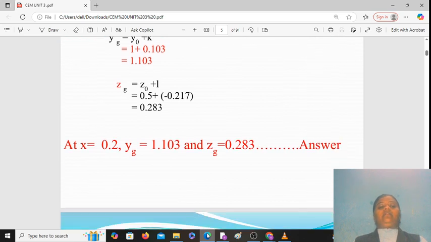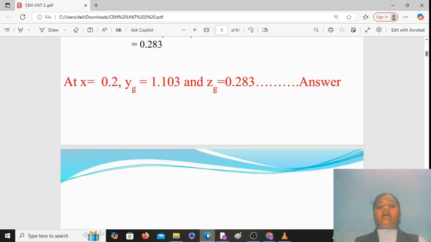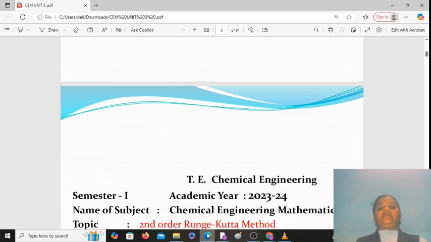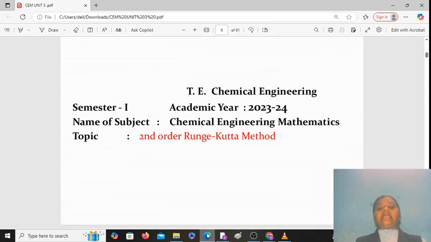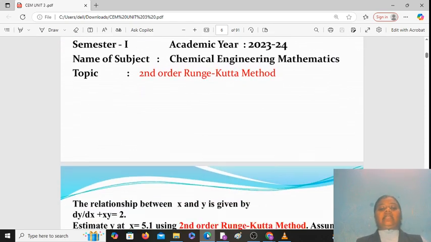At the value of xg given, that is x is equal to 0.2, yg is equal to 1.103 and zg is equal to 0.283. This is the final answer. Now we see the second order Runge-Kutta method, second problem.